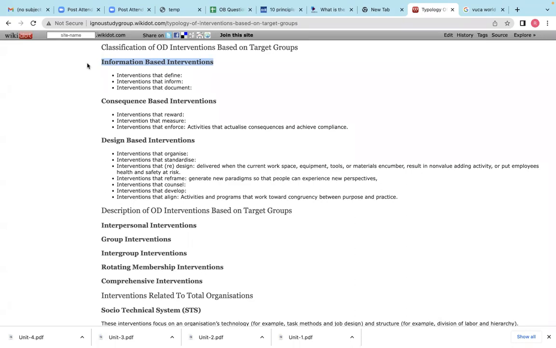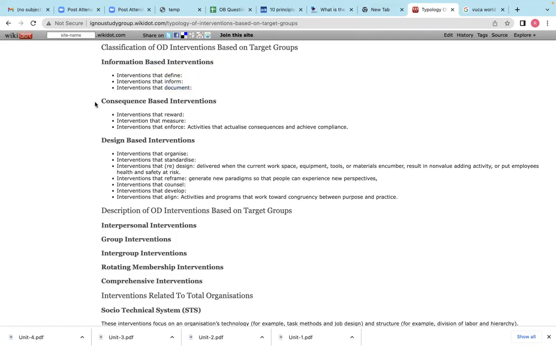Similarly, you want to make people aware of some policies. Let's say you have a health coverage policy and people are not aware of it, they don't know how to use it. You might create an information intervention where you advertise these particular policies. So all these three are information based interventions.